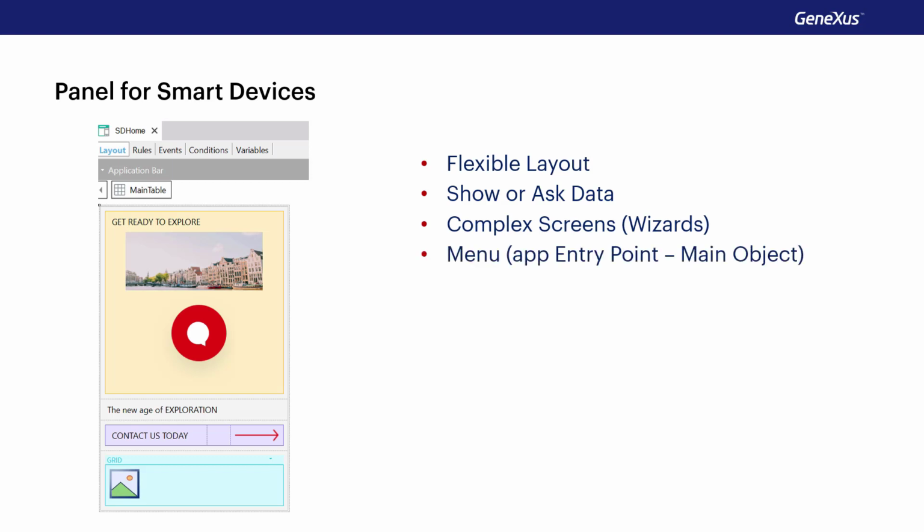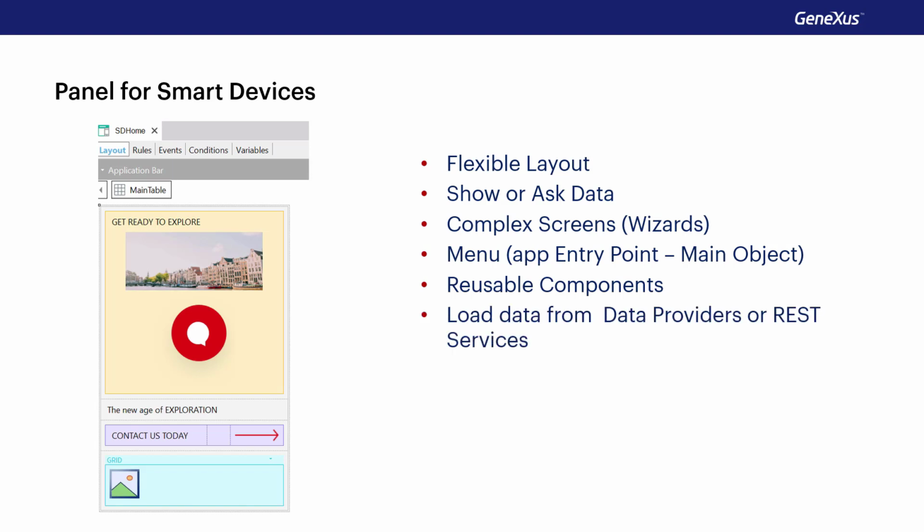We may use it to create a menu, as it can also be a main object and therefore an entry point for our application. We can use it as a reusable component, similar to the way we use web components. And we can use it to show information returned by data providers for REST services. In addition, we can implement multiple grids, and many other uses in addition to those mentioned here.